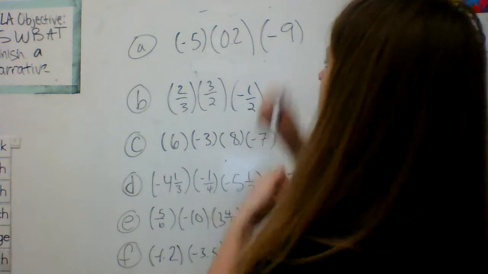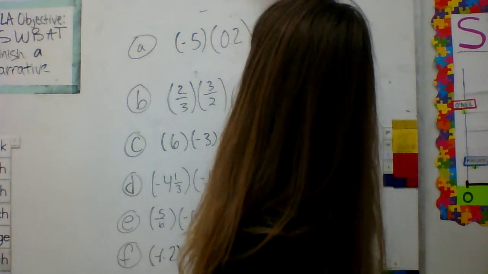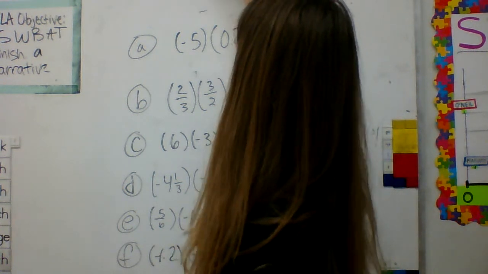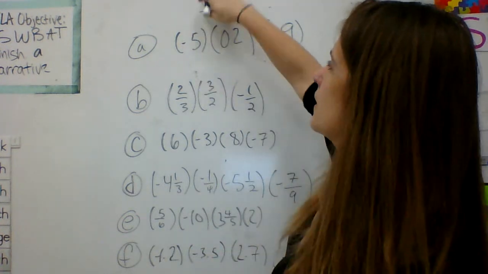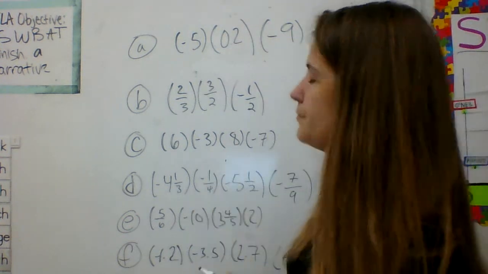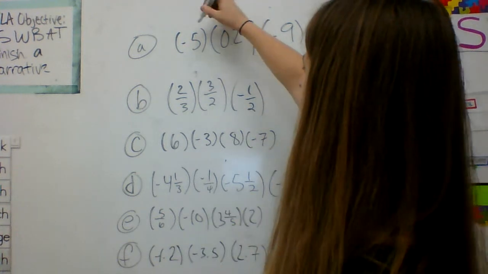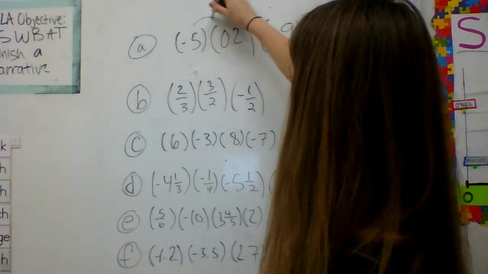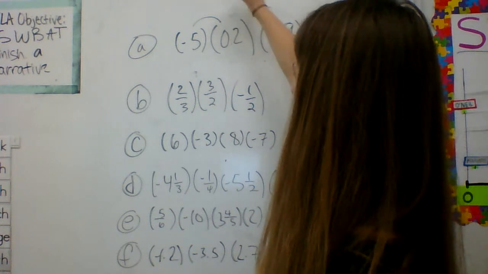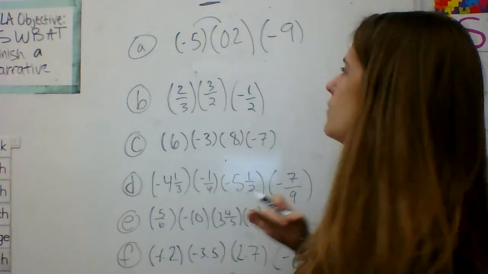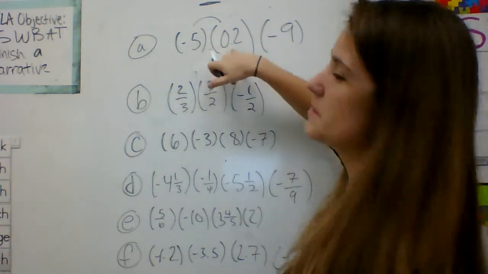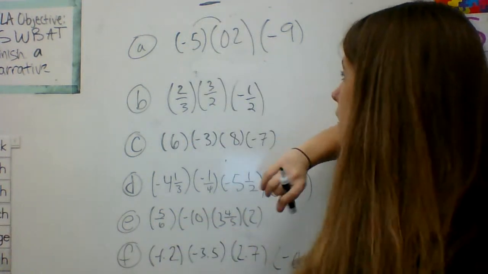Well, I know that a negative times a negative is positive, and I know a positive times a negative is negative. So I'm going to look for where I'm going to end up with positive numbers. Let's take a look at the first one. Negative times a positive is negative. I don't care what the numbers are. They could be fractions, decimals, symbols, whatever they are. I know that a negative times a positive, no matter what, is going to be negative.